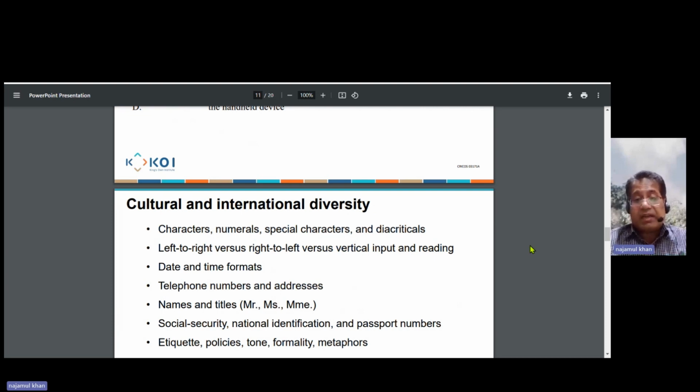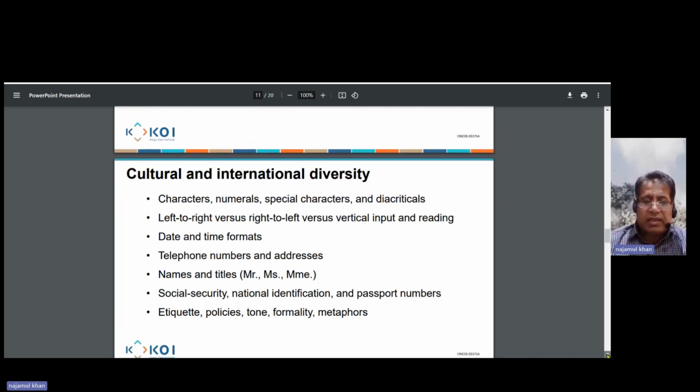Date and time formats are different in the world. We use the date first, then the month and the year, while in some places the month is written before the day. This is quite confusing. Telephone numbers and addresses are displayed quite differently in different parts of the world. Somewhere Mr. is written, somewhere it is not. Social security, national identification, and passport numbers also vary. So there are a lot of things when it comes to designing.